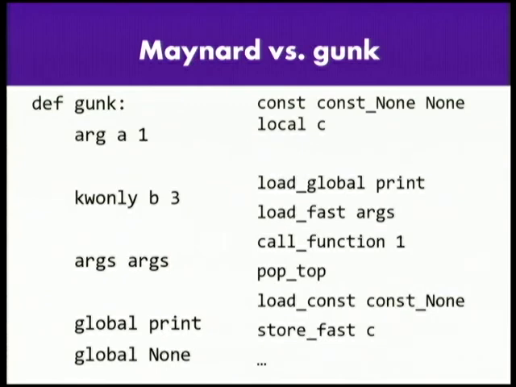Now we can say symbolically, load global print, and we know what the hell that means. Load fast args, and we can see we're loading the args parameter. So again, I find this endlessly more readable. The goal eventually with Maynard is to make it round-trippable so that you could take a function, disassemble it, reassemble it, and get the same function back. It's not there yet. For instance, this doesn't have any LNO tab information in it. I probably need to do that.